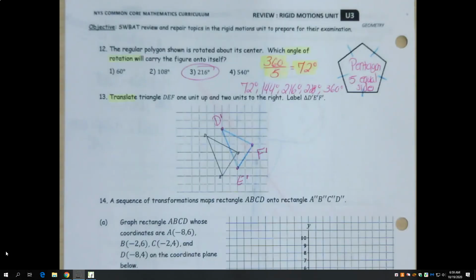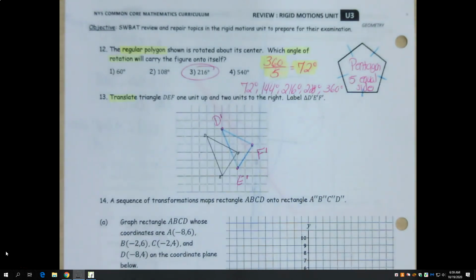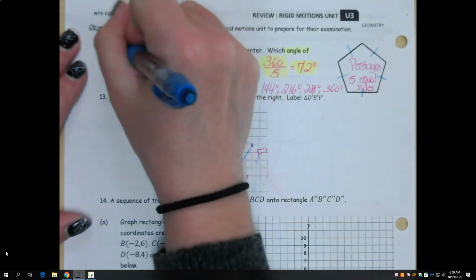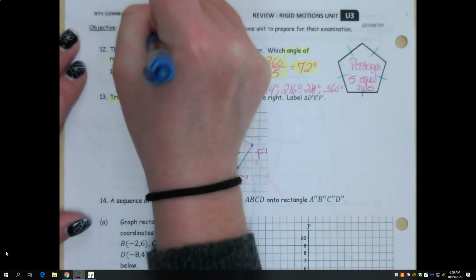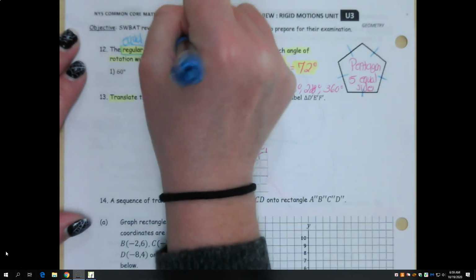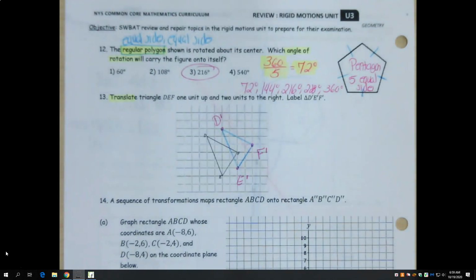All right, as we look at number 12, it says, what is going to be the angle of rotation that is going to carry that regular polygon onto itself? Well, I know that a regular polygon, that's a huge vocabulary word. Regular polygon means that all the sides and all the angles are equal. So let's highlight and box that out. Equal sides and equal angles. So if I have a 5-sided shape that all sides are equal, that would be a pentagon.